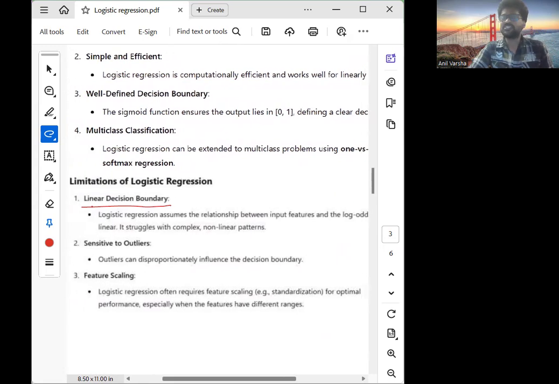And obviously, it's sensitive to outliers. Similar to linear regression, logistic regression is also pretty sensitive to outliers because there is no effective way of handling them. Also, feature scaling: logistic regression often requires that features be scaled. We should standardize, so a lot of standardization has to be applied to the input data.